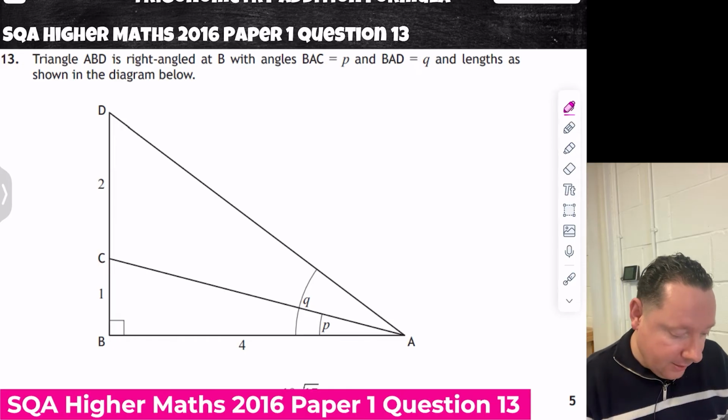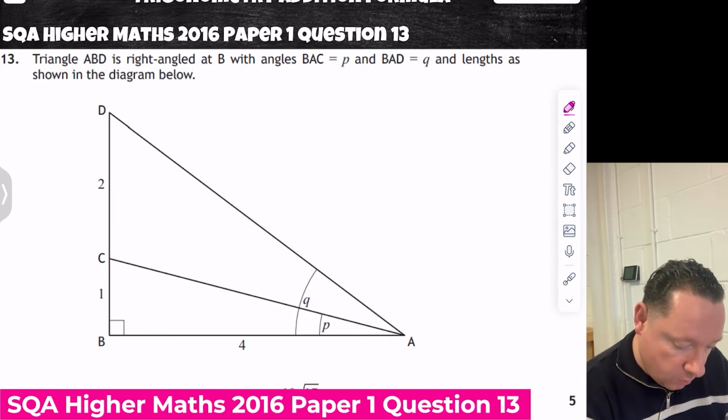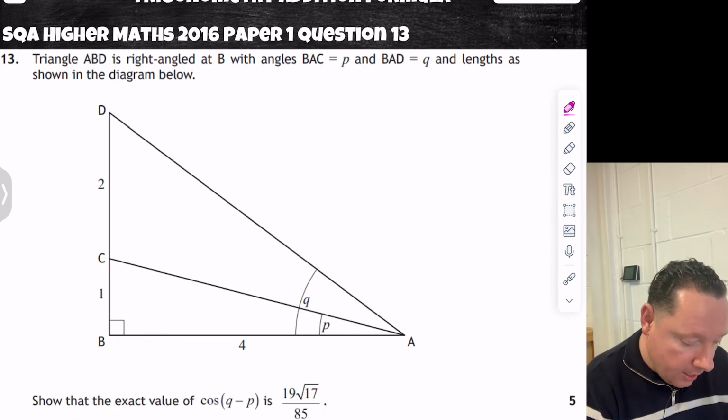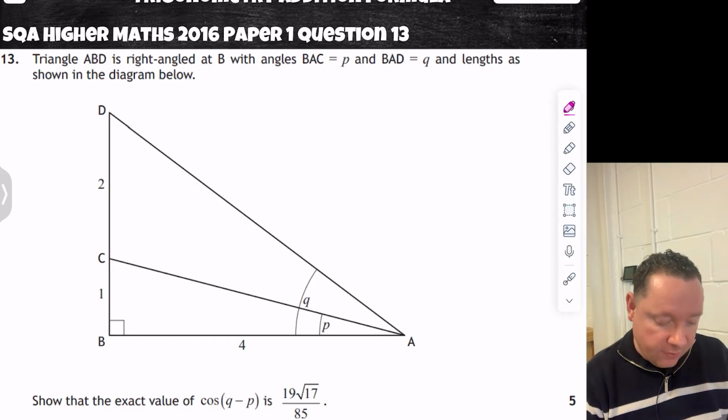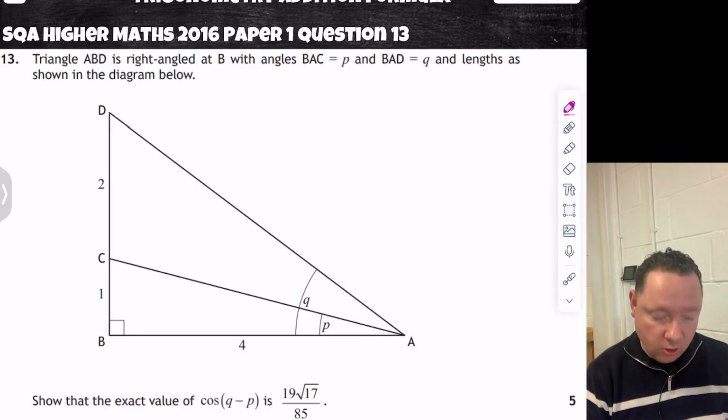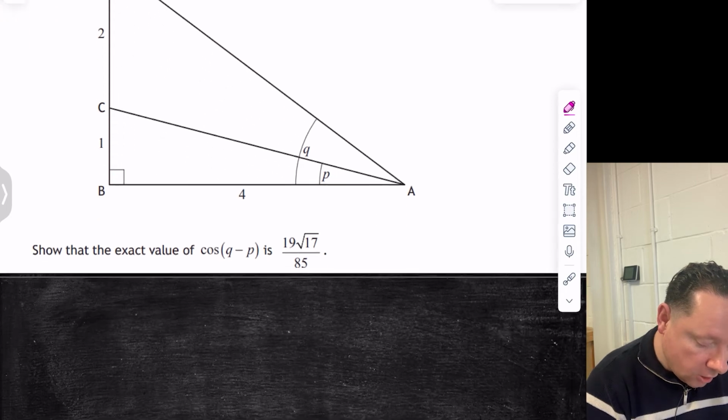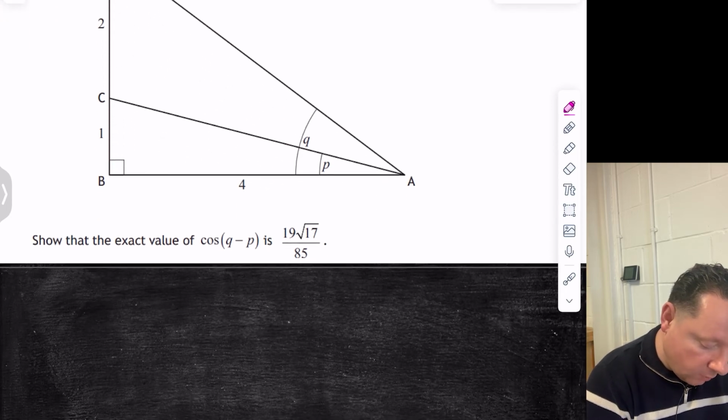Triangle ABD is right angled at B, and it's got angles P and Q as shown in the diagram, and the lengths are also shown. We have to find the exact value of cos Q minus P. So this is the trigonometry addition formula. So let's split these triangles up so we can see clearly what's happening.